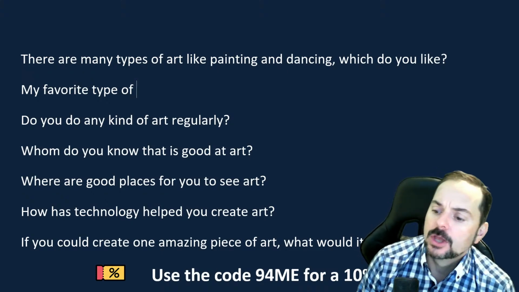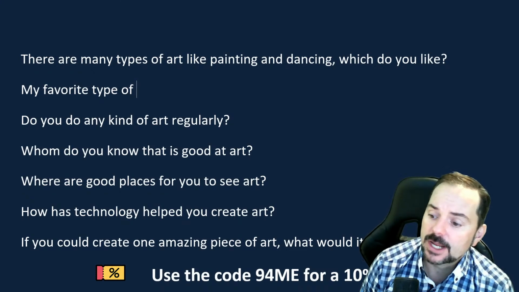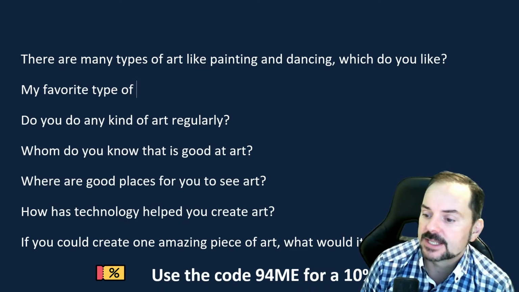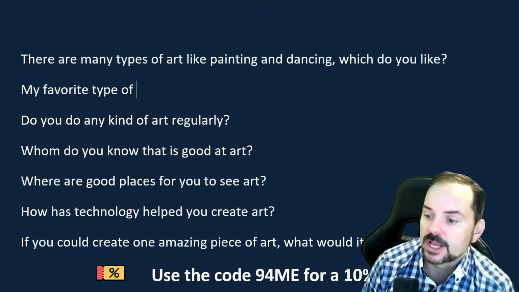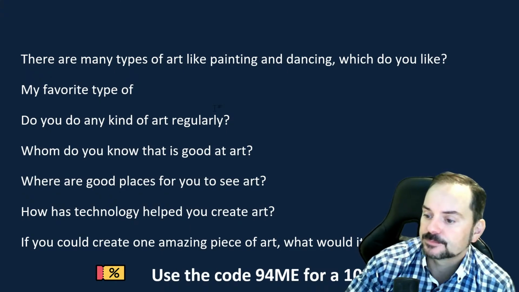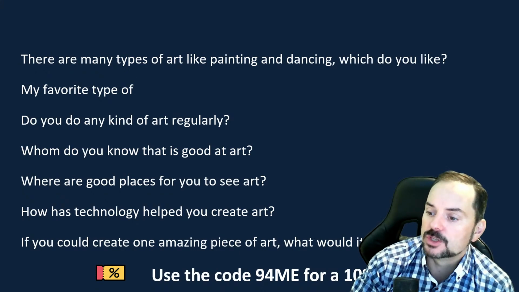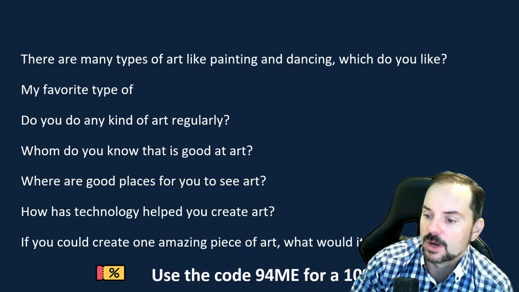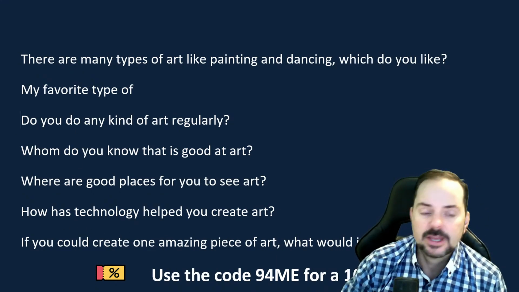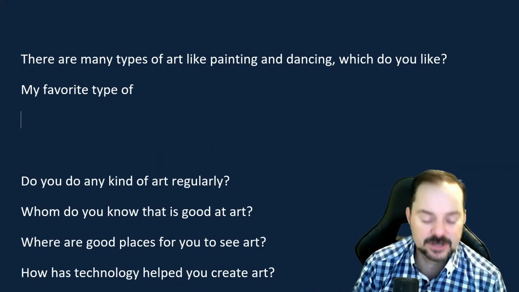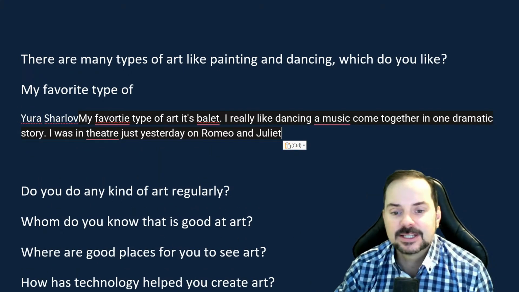Okay. Yura says, my favorite type of art is ballet. I really like dancing and music coming together in one dramatic story. I was in theater just yesterday watching Romeo and Juliet. That's a lovely answer. So I'm going to take that one because Yura is giving me a nice high band answer. Anybody guess what my favorite type of art is? You'll never guess it.